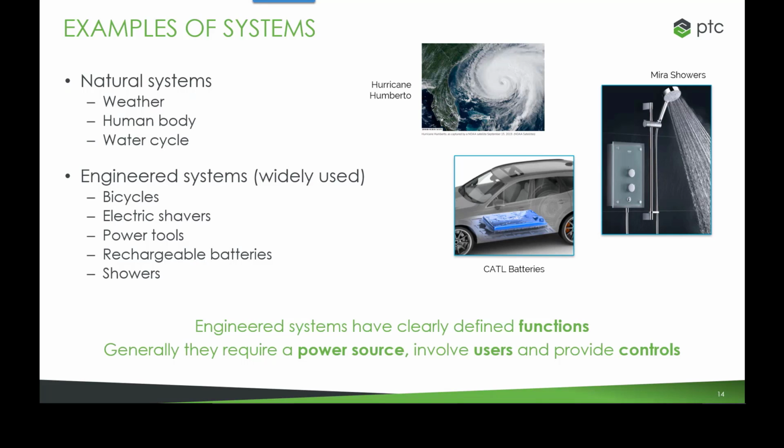Engineered systems typically have very clearly defined functions. They generally have a power source, involve human users, and provide a way to control the system. So these are pretty key characteristics, and they relate to the kind of things that we're interested in as systems engineers. It's understanding how to manage those, how to realize those functions, how to manage the power, how to provide the functions to the users, and how to give them mechanisms to control the system.